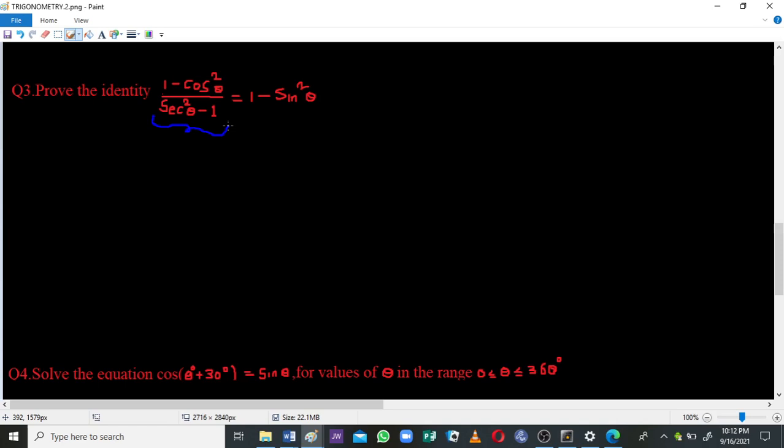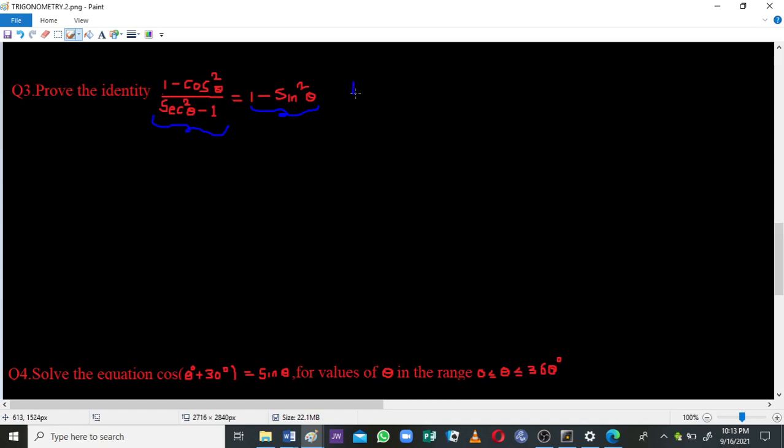minus cos squared theta over sec squared theta minus 1 is equal to 1 minus sin squared theta, right? So I want to show that this is equal to this. Now what you need to know here is the basic properties. If you know those basic identities we discussed in the first and second videos, you won't have any problem with this. So I encourage you to pause the video, go back and watch the videos, and then you can proceed. Okay, so here you need to remember one identity.